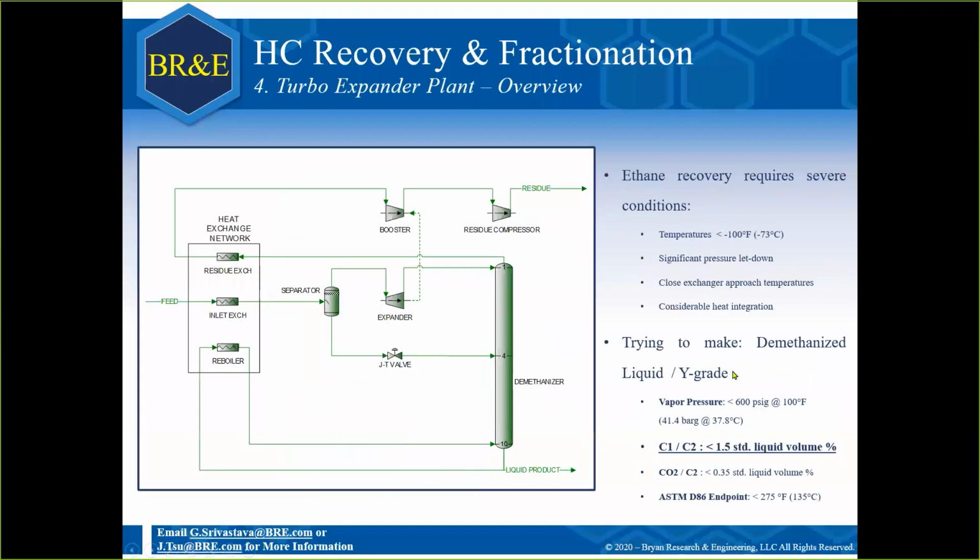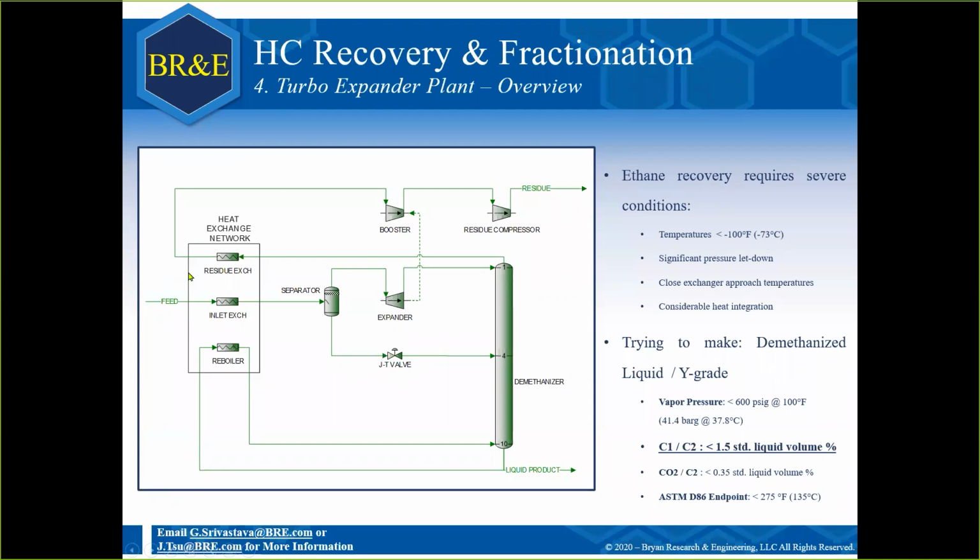Okay, we solve that problem with what is typically known as a turbo expander plant. This is a typical arrangement of it. It's a bit oversimplified, but the whole purpose of this is that ethane recovery requires severe conditions, generally an overhead temperature of much colder than negative 73 degrees Celsius. If you recall, our refrigerants can't get that low. So what do we do? Well, we will employ this technology instead.